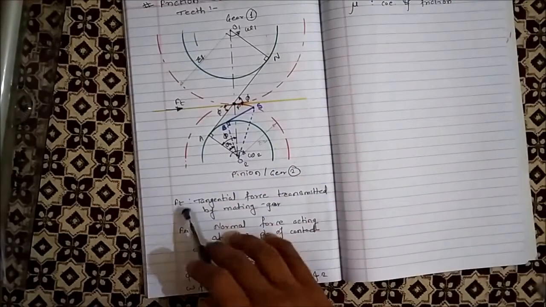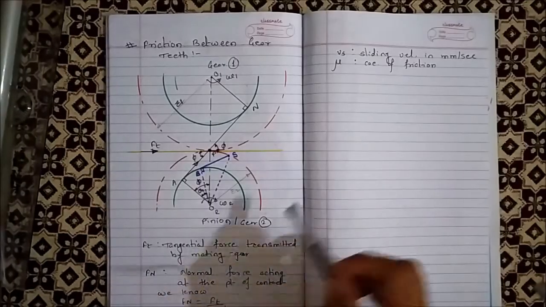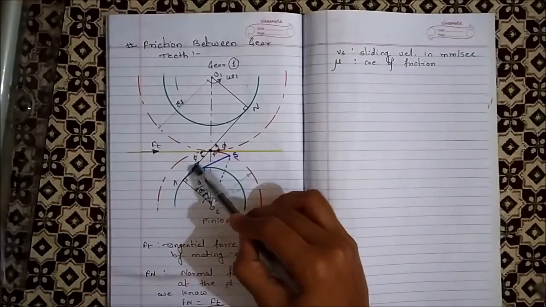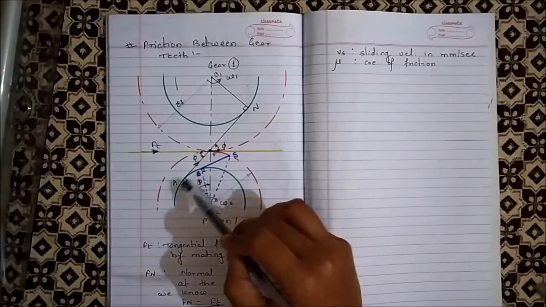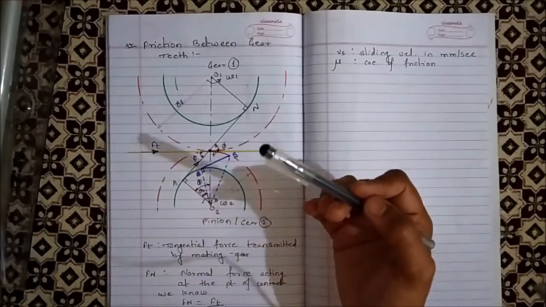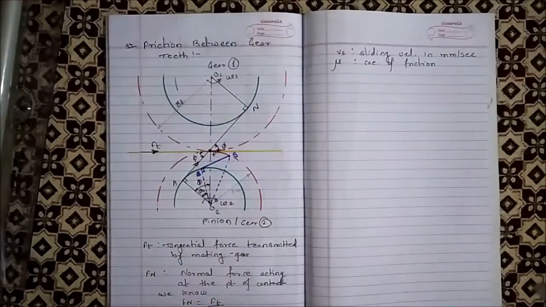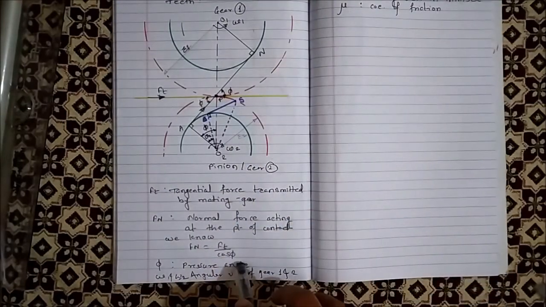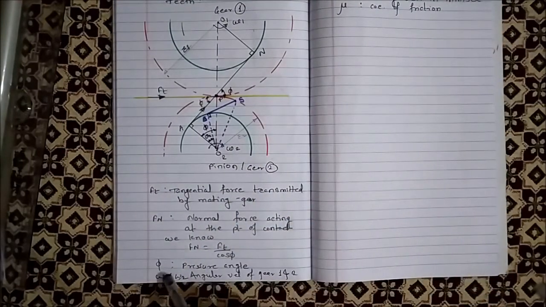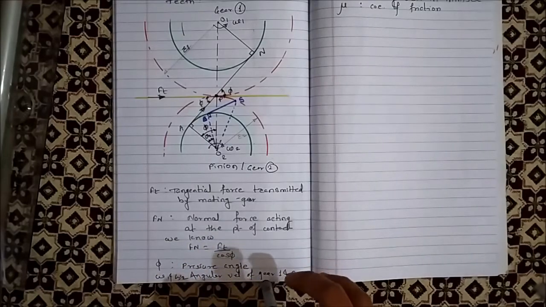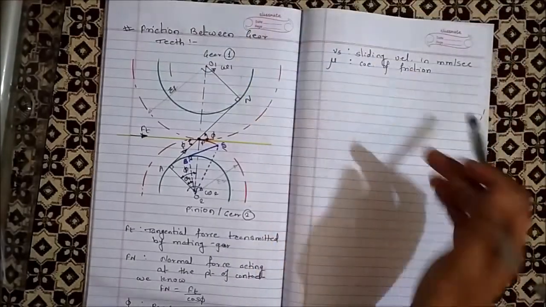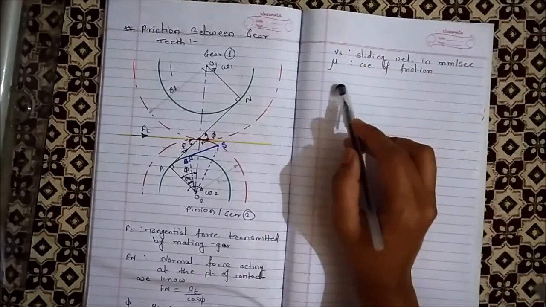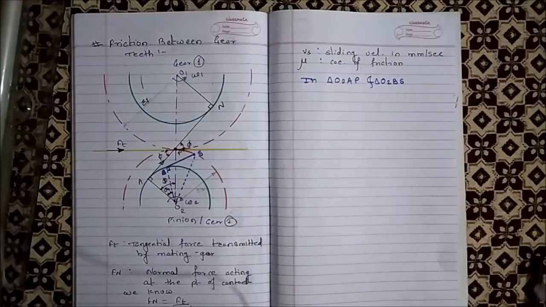Now, Fn is the normal force acting at the point of contact. The direction of the normal force is from driver to driven. Then we know that Fn is equal to Ft divided by cos phi. Phi is the pressure angle, omega 1 and omega 2 are the angular velocities of gear 1 and 2 respectively, Vs is the sliding velocity in mm per second, and mu is the coefficient of friction.